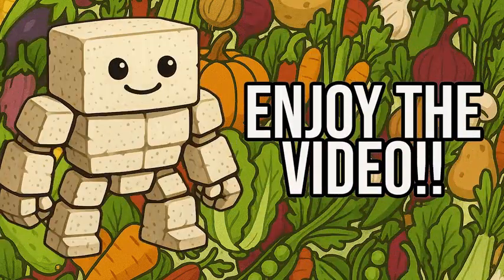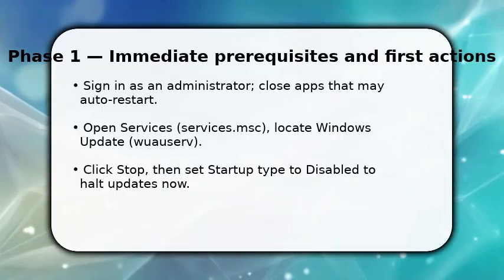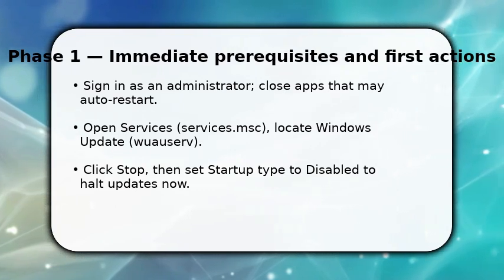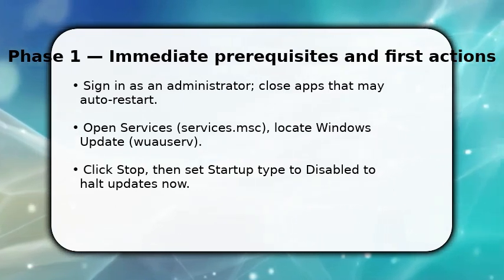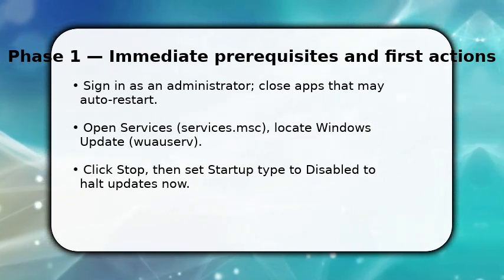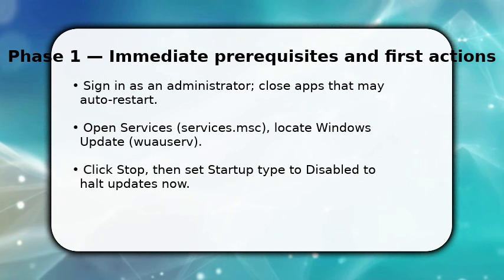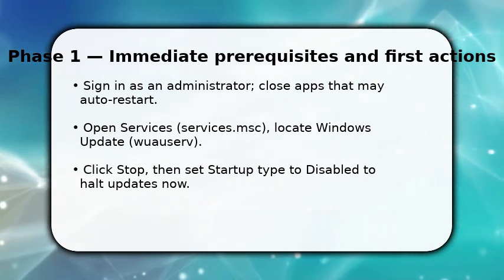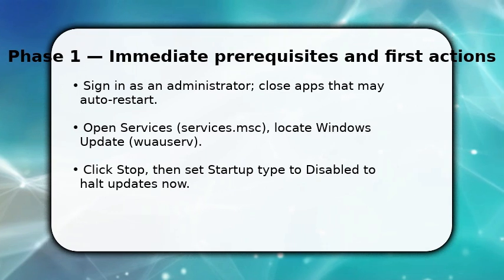Please enjoy the video. You start by using an admin account and targeting the Windows Update service directly. Open services via Start, find WiiWaServe, and click Stop. This halts downloads immediately. Once stopped, set Startup Type to Disabled so Windows won't restart it on boot.